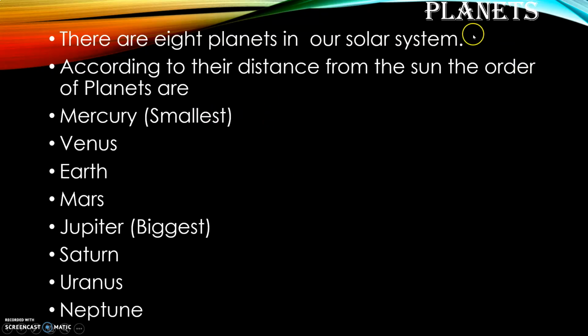And now planets. There are 8 planets in our solar system. According to their distance from the sun, the order of planets is Mercury, Venus, Earth, Mars, Jupiter, Saturn, Uranus, Neptune. These 8 planets are there in the solar system. Among these 8 planets, Jupiter is the biggest planet and Mercury is the smallest planet. So what is the order here? From the sun, first one is Mercury, Venus, Earth, Mars, Jupiter, Saturn, Uranus, Neptune.